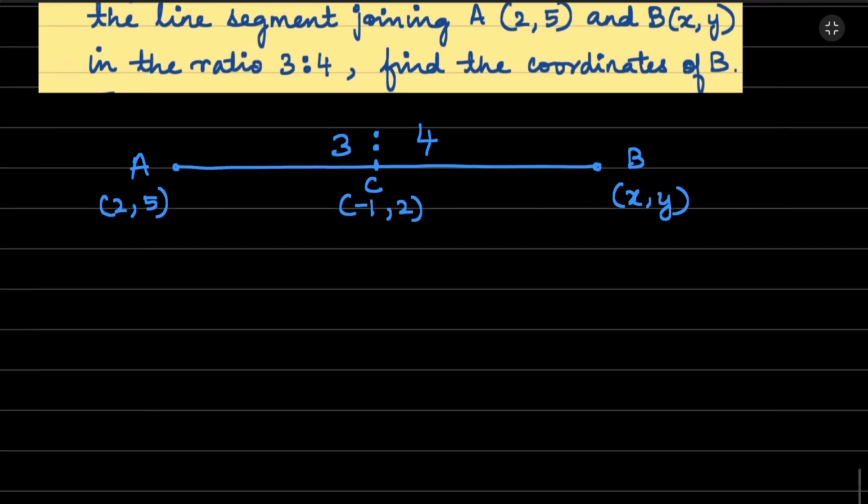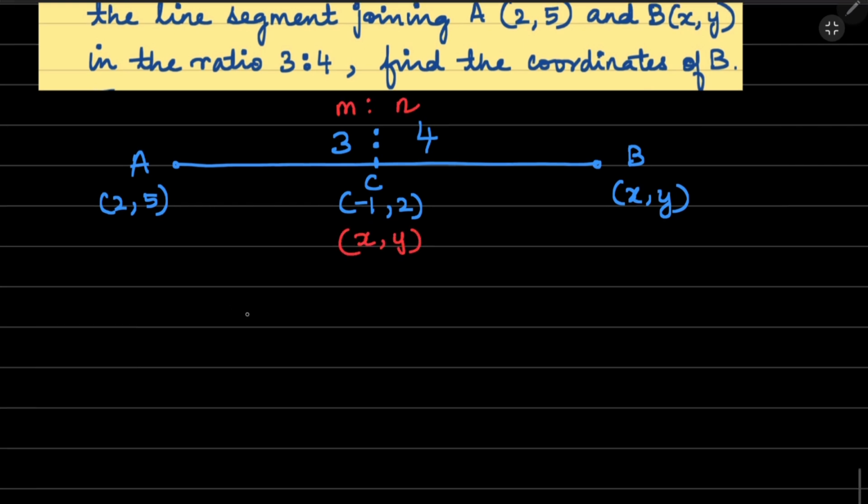So what is the section formula? Let x, y be the points which are dividing a line segment in the ratio m:n. Suppose these points are, say, x1, y1, and if the point B is, say, x2, y2, just an example, and the ratio is m:n.